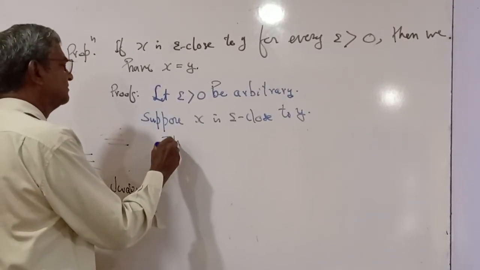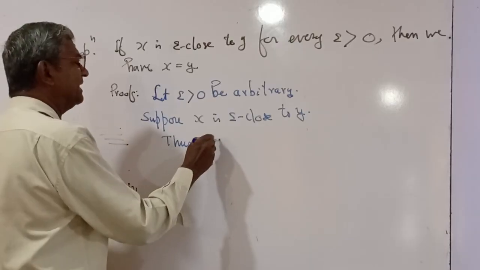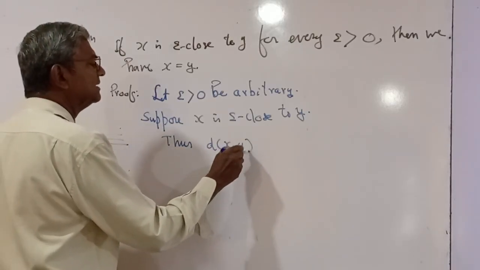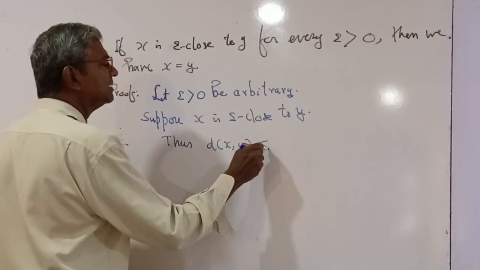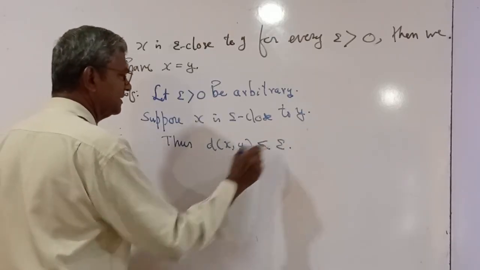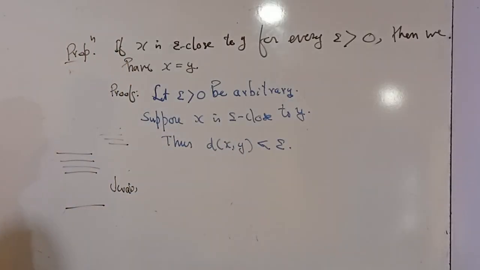Thus, dxy less than epsilon, no? If you write like this, how can I prove x equals y? We couldn't prove. All of them are correct.